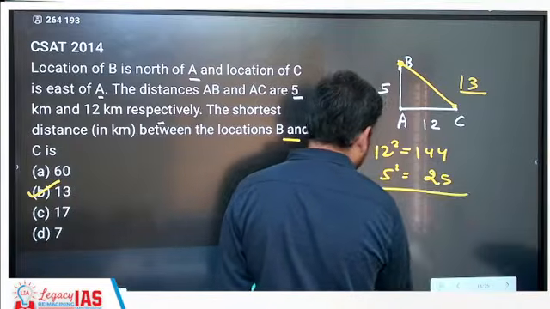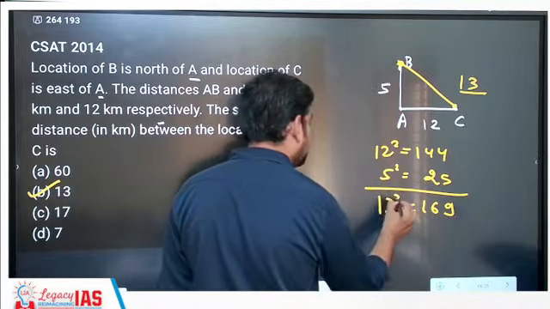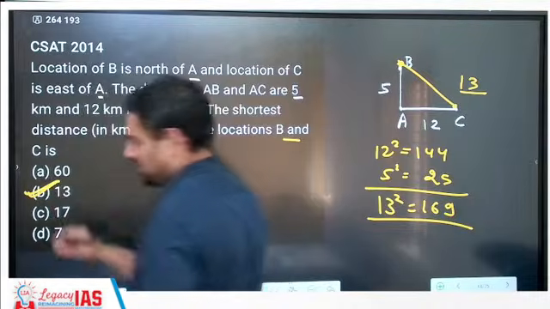You add them together, it becomes 169. 169 is what? 13 square. So that's our answer, B.